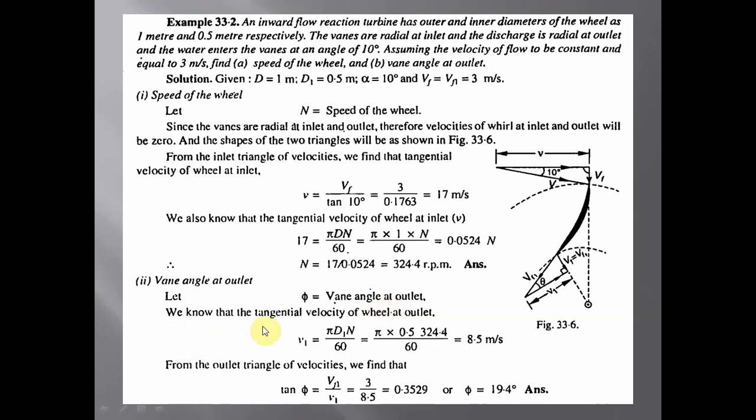Then vane angle at outlet, let phi be the vane angle at outlet. We also know the tangential velocity of the wheel at outlet is u1 equal to pi D1 N divided by 60, that is pi into 0.5 into 324.4 divided by 60, that is 8.5 meters per second. From the outlet velocity triangle, we can find that tan phi equal to Vf1 divided by u1, that is 3 divided by 8.5, that is 0.3529, or phi equal to 19.4 degrees. Okay, N is 324.4 rpm, and phi is 19.4 degrees.